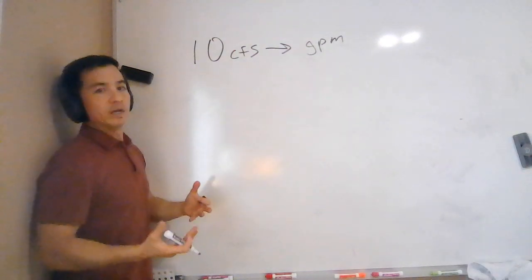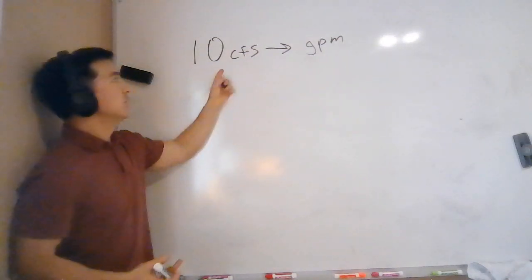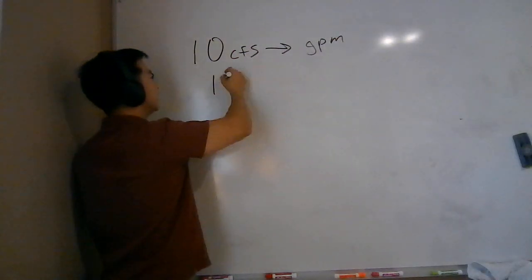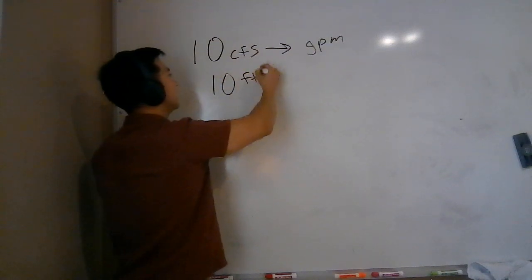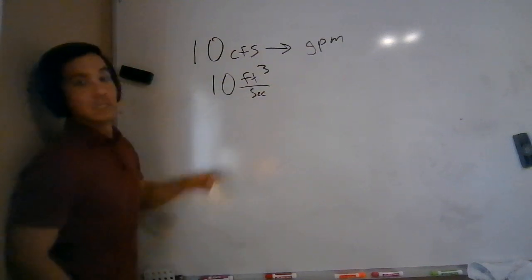Now in this problem, we are going to be converting the opposite way from CFS to GPM, right? So the first thing we want to do, let's focus on those units. Let's start by writing those out. So what are we looking at, 10 CFS? We're talking about 10 cubic feet per second, right? That's a lot of water, right?